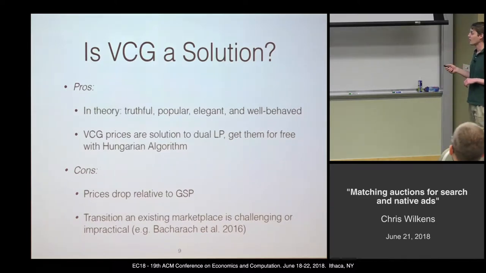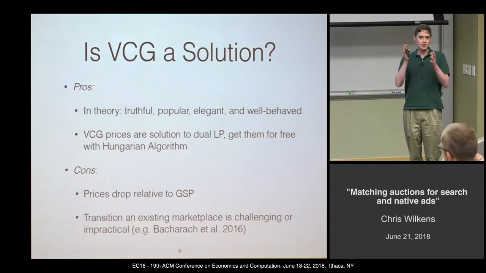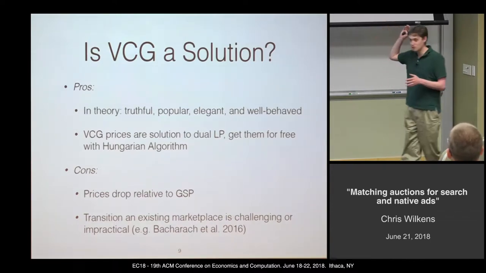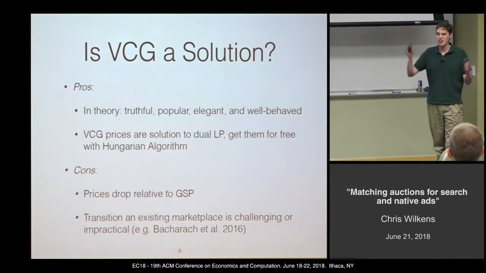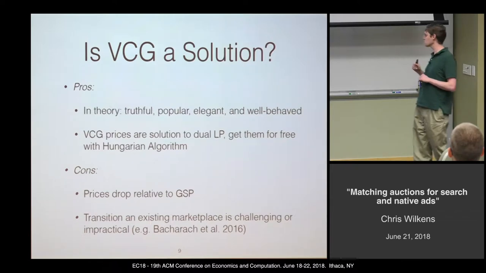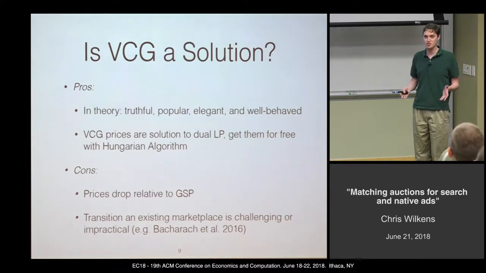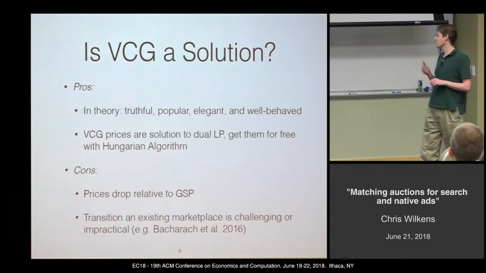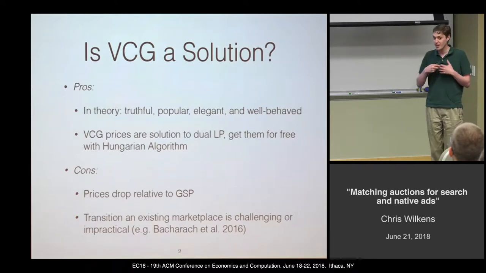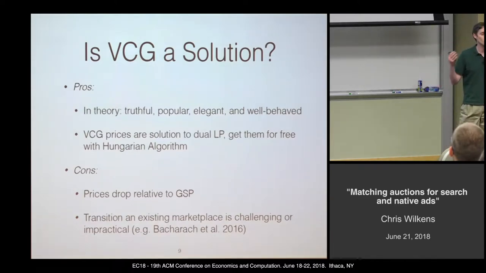The con, which basically sinks it for a lot of companies, is that if you just take a separable click model, the prices from VCG are substantially lower than GSP. Some back of the envelope math, maybe put them 25% lower, something like that. And for a company that's making all their money on a search ads auction, this is a huge issue, basically a non-starter. You have to hope that advertisers will raise their bids afterwards. From our perspective, we need to come up with another solution.